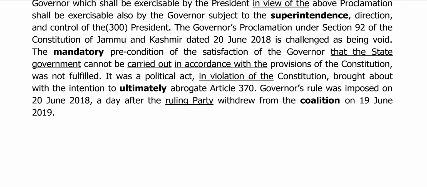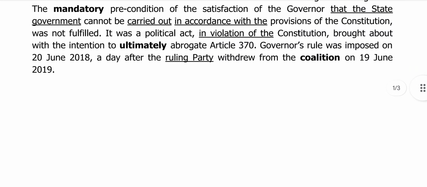The Governor's proclamation under Section 92 of the Constitution of Jammu and Kashmir, dated 20 June 2018, is challenged as being void. The mandatory precondition of the satisfaction of the Governor that the government of the state cannot be carried on in accordance with the provisions of the Constitution was not fulfilled. It was a political act in violation of the Constitution brought about with the intention to ultimately abrogate Article 370.